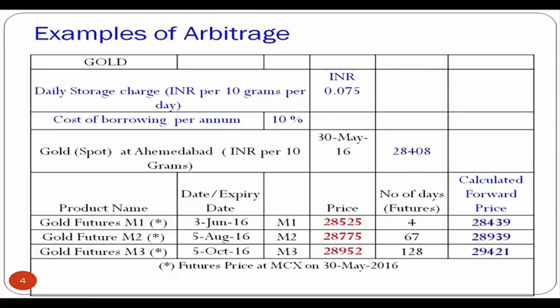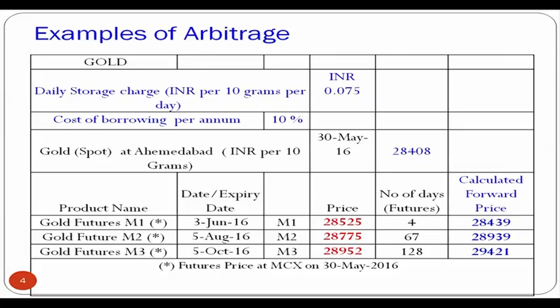Now let's go back and focus on the M2 contract. In the case of the M2 contract, what is the theoretical price? The theoretical price is 28,939 and the actual price is 28,775. Comparing these two prices, you can see that the actual price is less than the theoretical price. So that means we will be able to undertake reverse cash and carry.